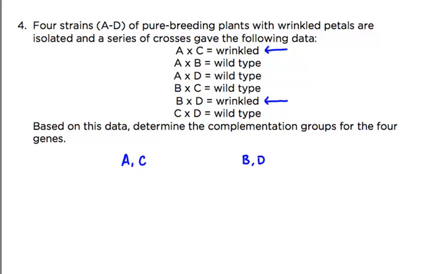And to double check, you can see that all of the crosses that yield wild-type petals are between genes of the different complementation groups. So A cross with B, A cross with D, and then B cross with C, and B cross with A, and also C cross with D. So all of those give wild type, so we can say we're confident that these are the two complementation groups.